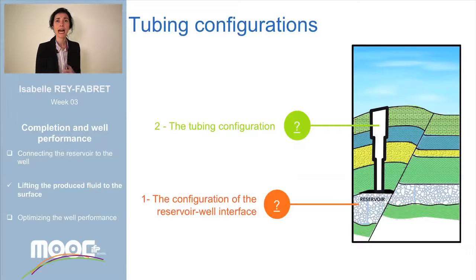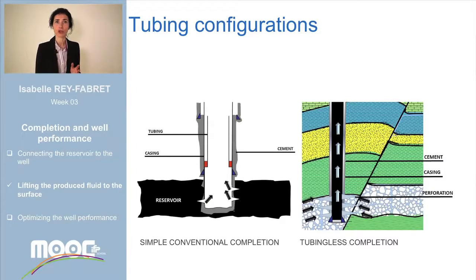Now, let's see how to lift the effluent from the bottom up to the top of the well. Most often, a tubing ensures the connection between the bottom of the well and the wellhead. Such completion is called simple conventional completion. It is the most often chosen and allows the productivity of the well to be optimized by optimizing the internal diameter of the tubing. Moreover, the tubing can be removed and changed if needed.